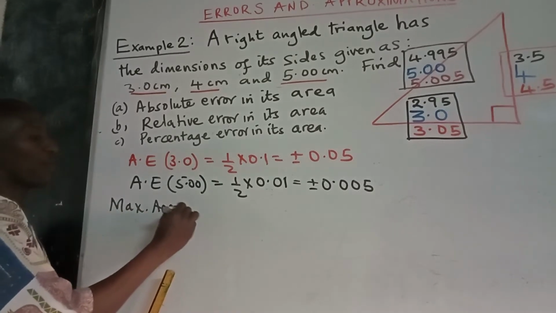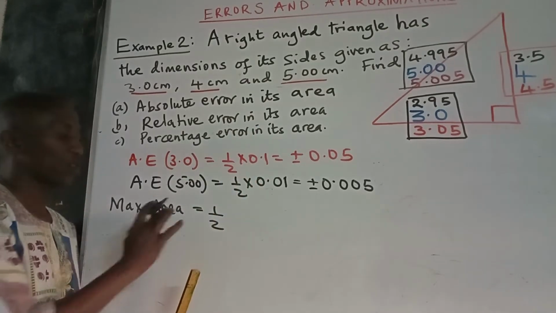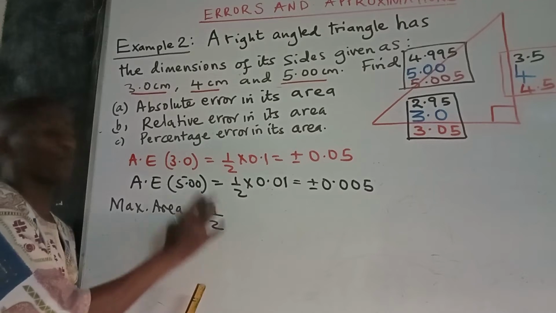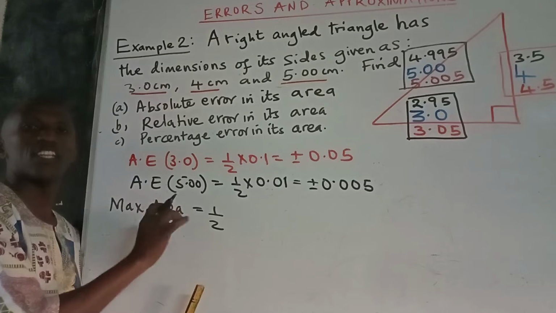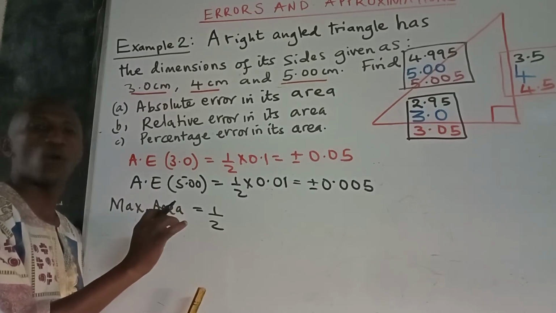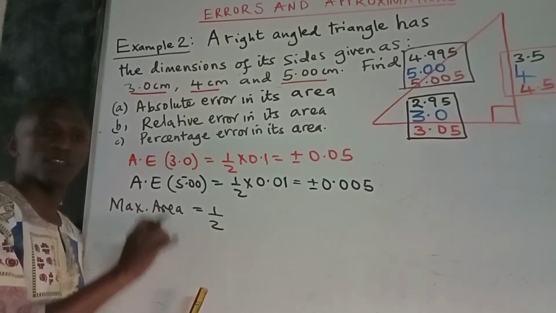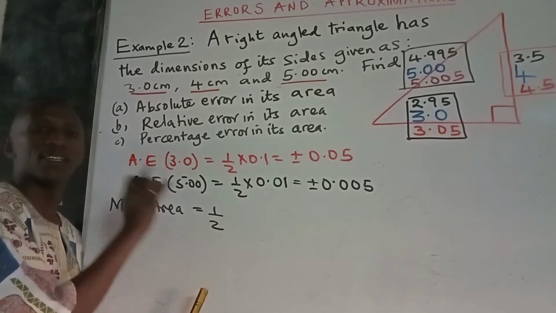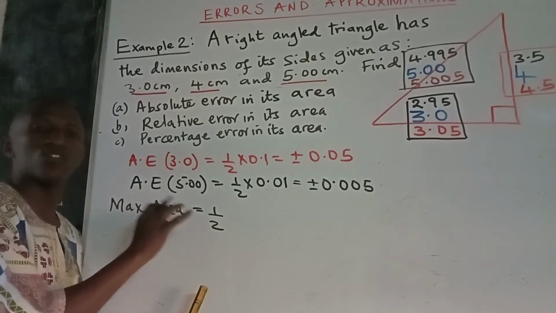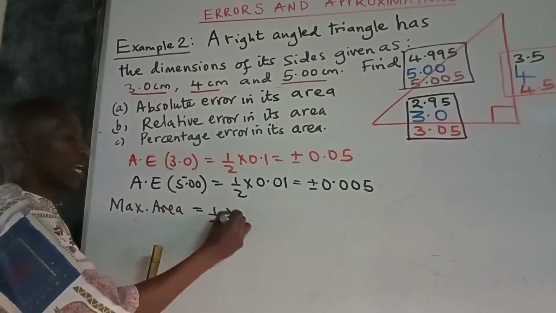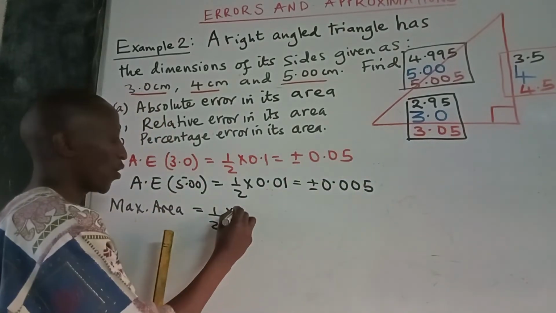Maximum area will therefore be a half base times height. Viewers, it is very important to notice that when we say a half, it is a constant. It does not attract any error since it is not a measurement. That goes for constants like pi, 22/7. They will not attract any absolute error because pi is not a measurement, it is a constant. So we're looking at the maximum, so we go for the maximum.